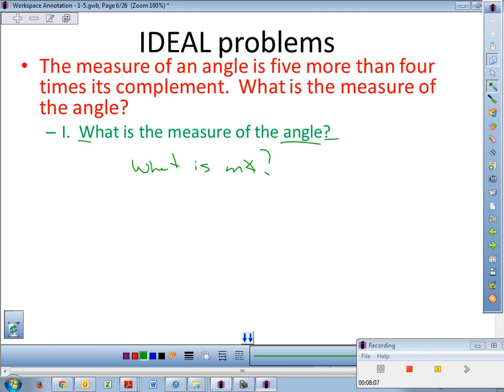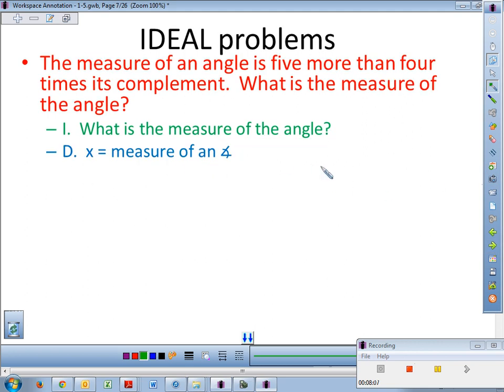D, we need to define what we know. Aren't they asking us for the measure of the angle? Correct? So do you know what the measure of the angle is right now? No. So let's make up a variable for it. What do you want to let that be? X. And now we can abbreviate if we want to. We will say D. X is the measure of an angle.